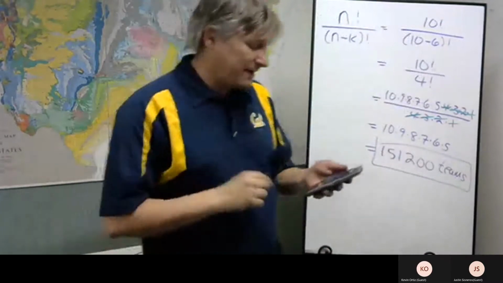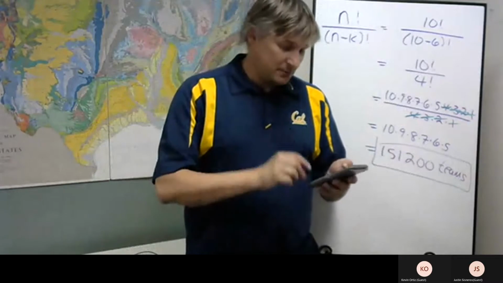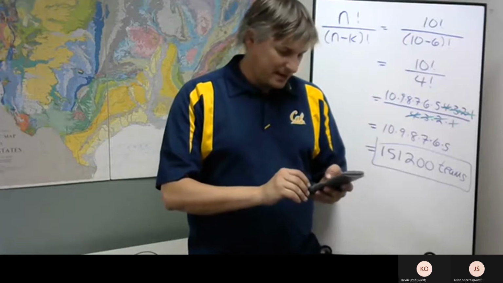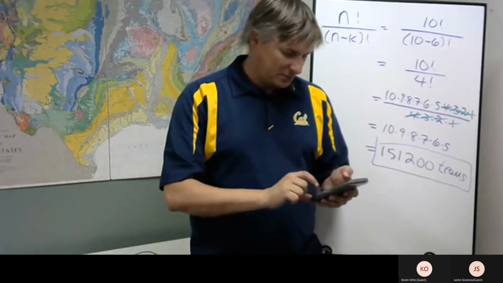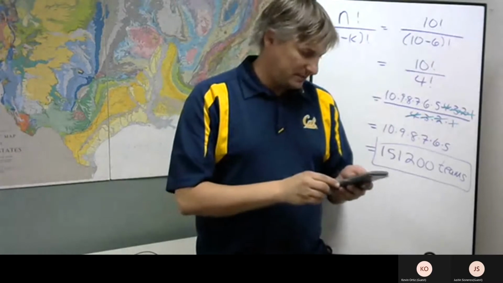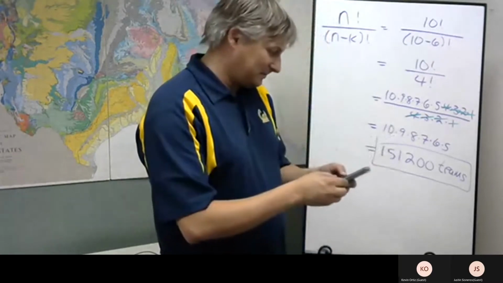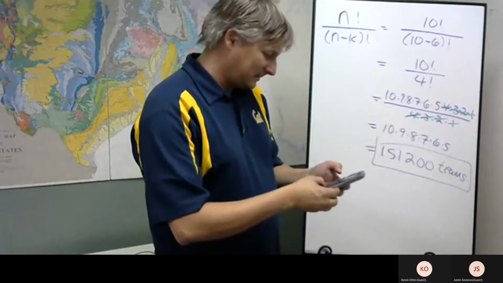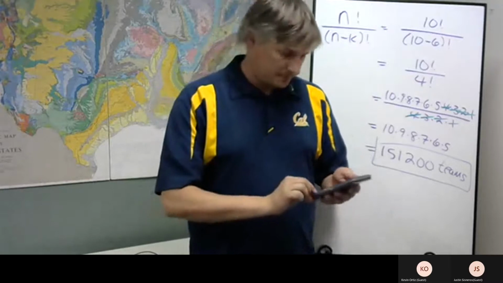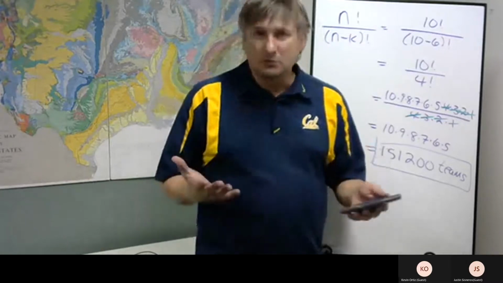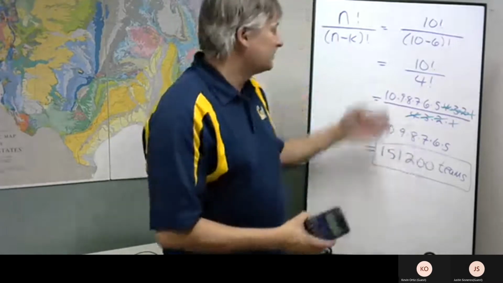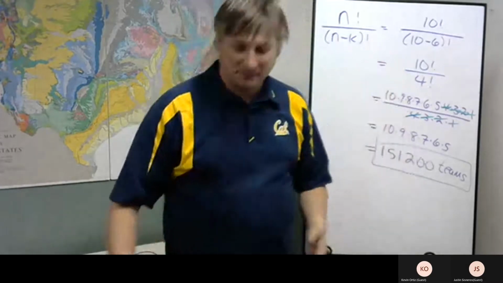If you've got a calculator with a factorial, you could just do 10 factorial divided by 5 factorial. It equals... oh wow, let's see that. Oh, 4 factorial, that's what it is. So 10 factorial divided by 4 factorial, and you'll get the 151,200. So just using your calculator, using the factorial keys can be much faster than going through the entire process.